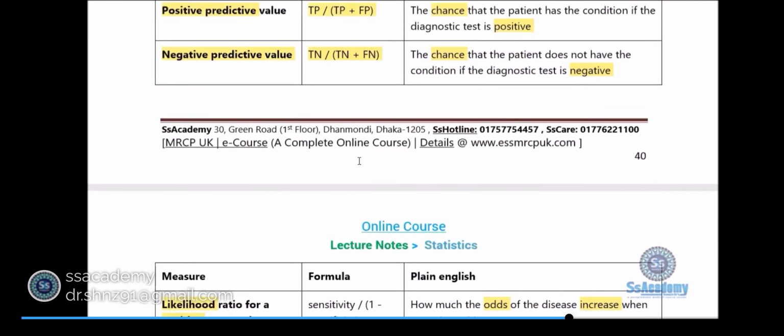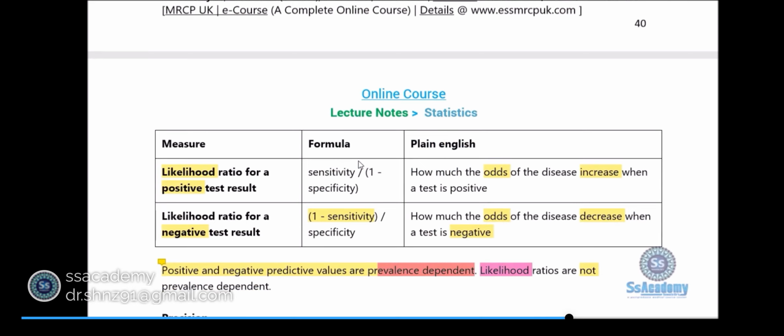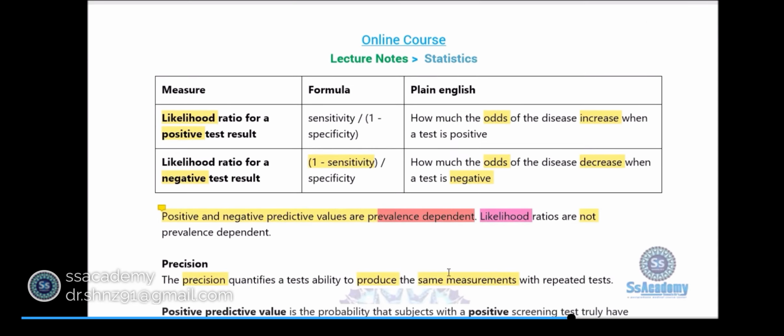Next is the likelihood ratio. Likelihood ratio of a positive test result equals sensitivity divided by 1 minus specificity. And likelihood ratio for a negative test result is 1 minus sensitivity divided by specificity. A positive test result increases the probability, a negative test result decreases it. Positive and negative predictive values depend on prevalence, and likelihood ratios are not prevalence dependent.